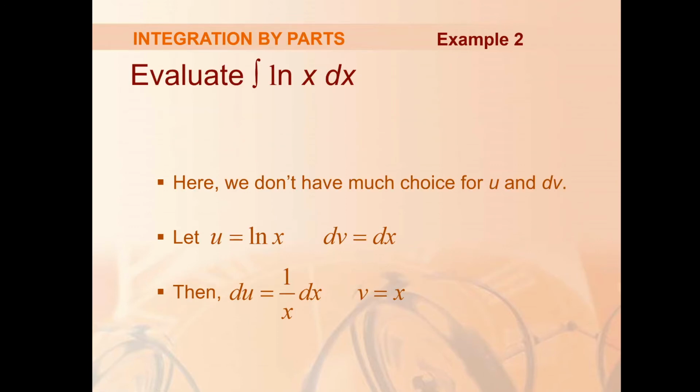Okay, so now let's try another one. We don't know what the integral of natural log of x is, so we use u as natural log of x, because we do know the derivative. The derivative of that would be 1 over x. And dv is just the same as dx. Once you integrate that dv, we do have v equals x.